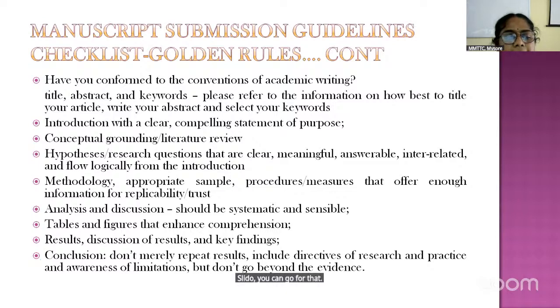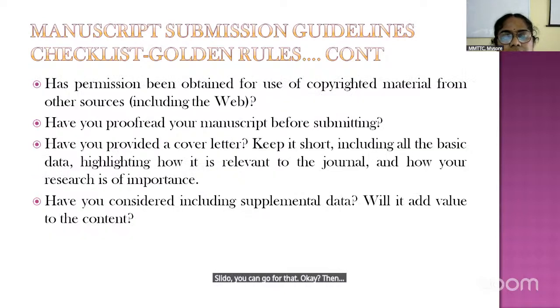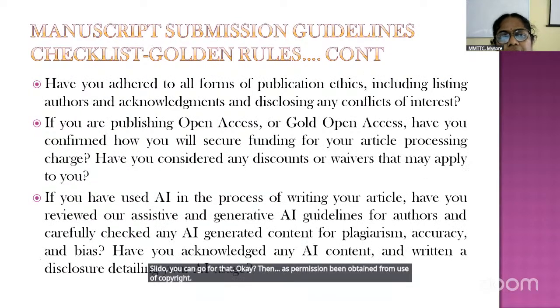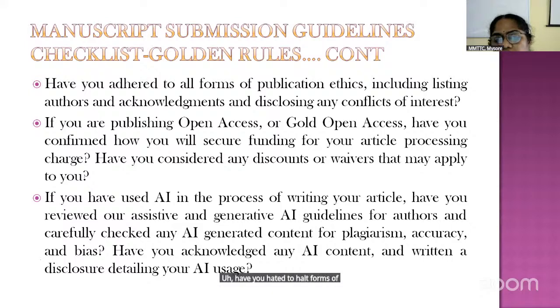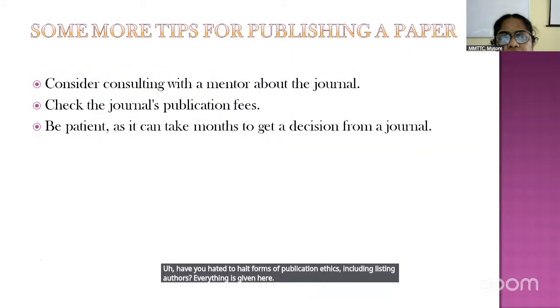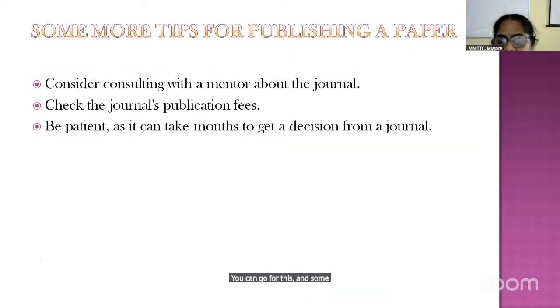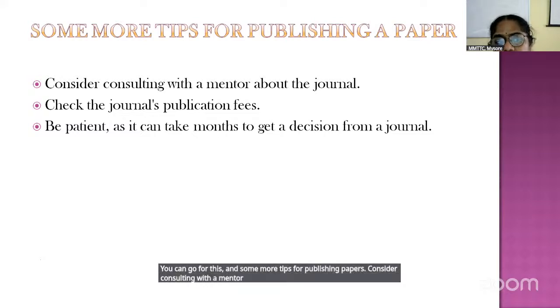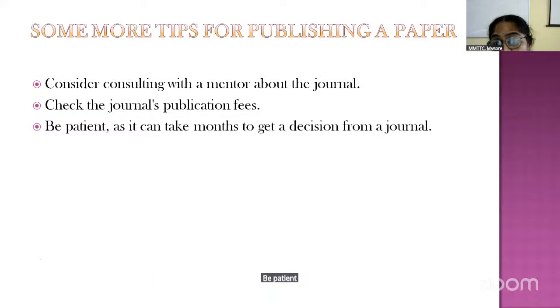Okay, then, whether permission has been obtained for use of copyright, I have given everything here, see. Have you adhered to all forms of publication ethics including listing authors? Everything is given here, you can go for this. And some more tips for publishing papers: consider consulting with a mentor about the journal, check the journal's publication fees, be patient as it can take months to get a decision from a journal.